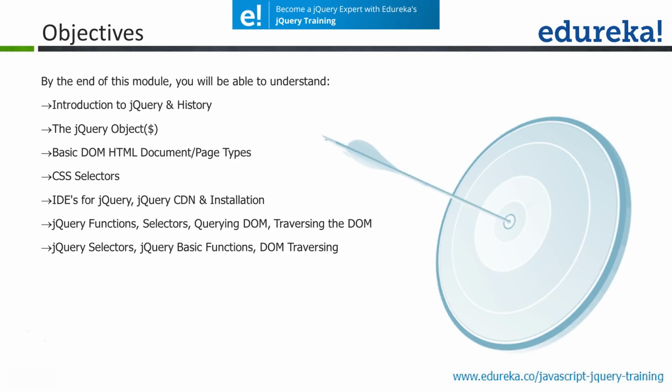The first one would be an introduction to jQuery and its history. We are going to then talk about the jQuery object, which is also represented by the dollar symbol. We are going to talk about DOM. What does it mean? We are going to talk about CSS selectors, a small mention about IDEs for jQuery as well, jQuery CDN and its installation.